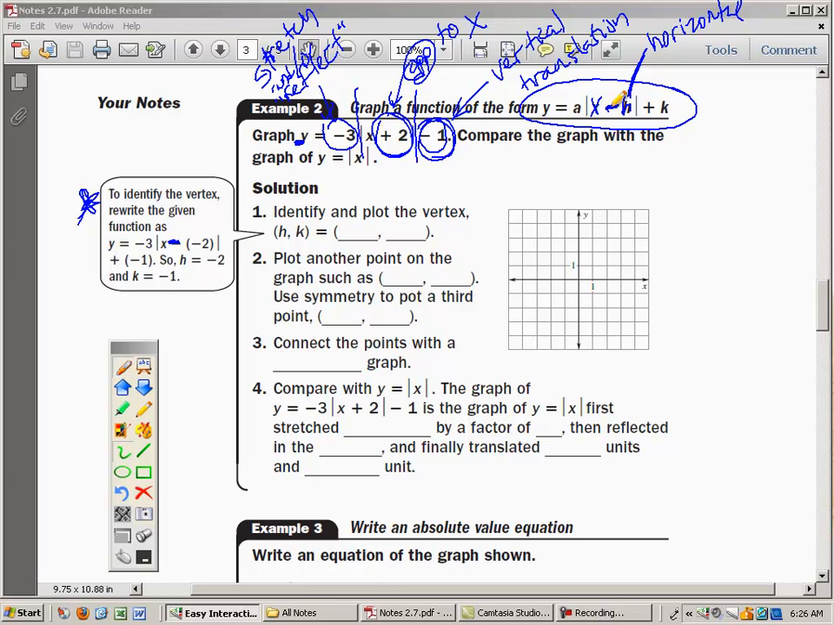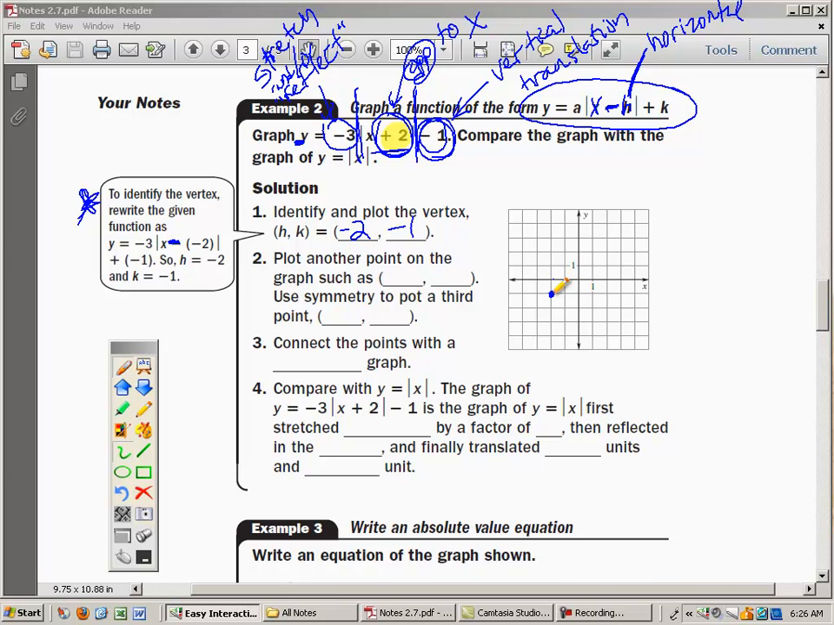Since it says plus 2 there, that means we're going to be moving this thing 2 units to the left. Again, it's always opposite when it's inside of grouping symbols. And then the minus 1 on the end is your vertical translation, and that's not inside of a grouping symbol, so we're just going to do what it is. So our vertex gets moved to the point negative 2, negative 1. This is going to be my turning point of my absolute value function.